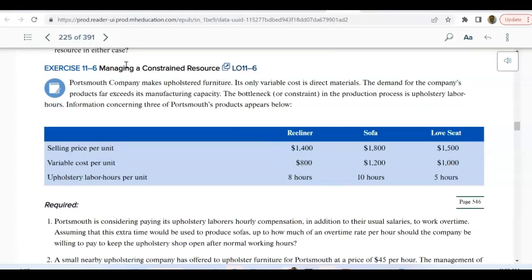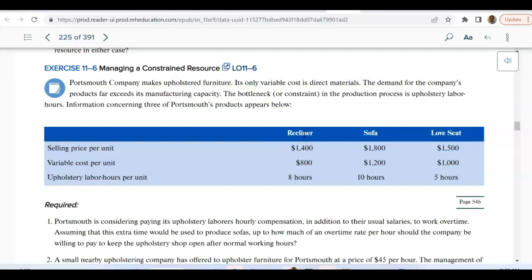Number 6 is also a constrained resource. It says the company makes furniture, its only variable cost is the direct material. The demand for the company's product far exceeds its manufacturing capacity, so the demand is high. The bottleneck or constraint in the production process is the upholstery labor hours. Information concerning 3 of the company's products appears below.